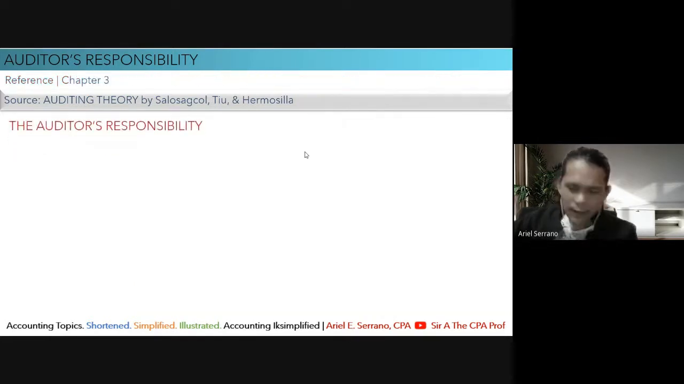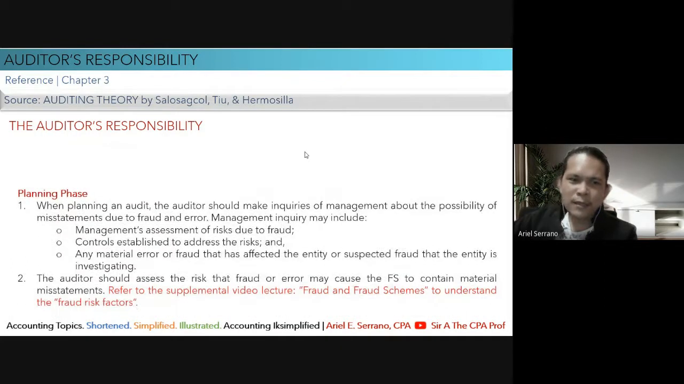Now, the auditor's responsibility, we can categorize them in the different phases of audit. Okay?